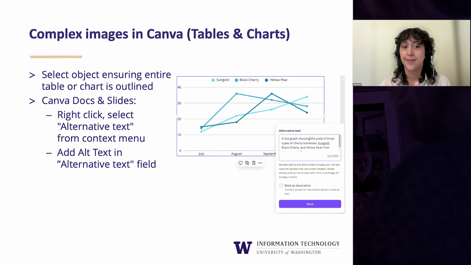And Canva is the same as the previous two. You're going to make sure that you select that entire object, table, or chart, and then you'll right-click and select alternative text from the context menu and write your alt text in the alternative text field.